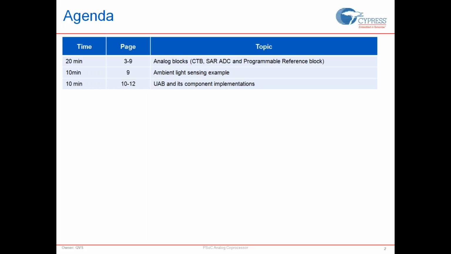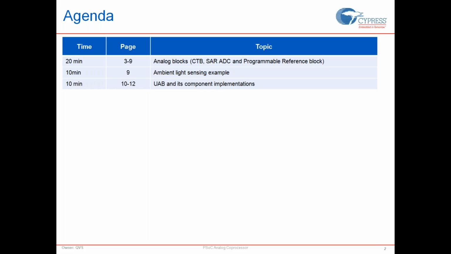After that, I'll go into another block called the UAB, which is a universal analog block. It's a switch capacitor based block. I'll bring up the block, show you what the block looks like, what kind of programmable options you have on the block, and what different implementations you can accomplish with this block. We'll also go through two simple component implementations that we already have in our component catalog.